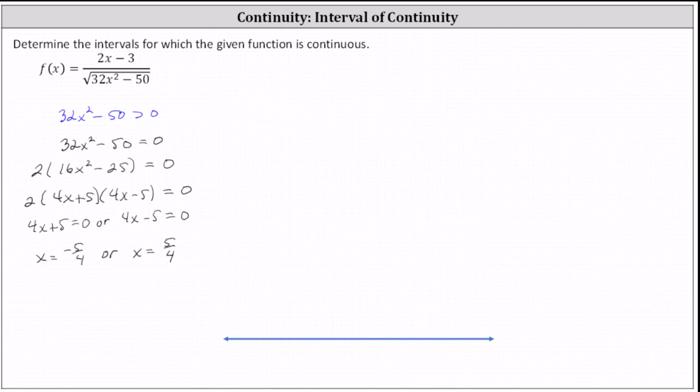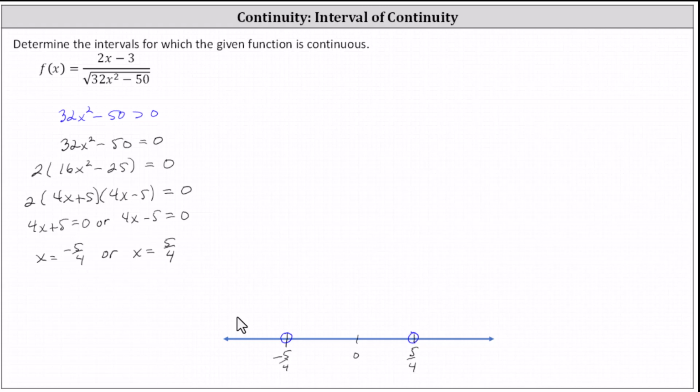So let's just say we have negative 5/4 here. Let's say 0 is here and positive 5/4 is here. Again, we make open points at x equals negative 5/4 and x equals positive 5/4. And now we will select test values in each of the intervals and see whether they satisfy the original inequality. If they do, the entire interval satisfies the inequality, and if the test value doesn't satisfy the inequality, the entire interval does not satisfy the inequality.